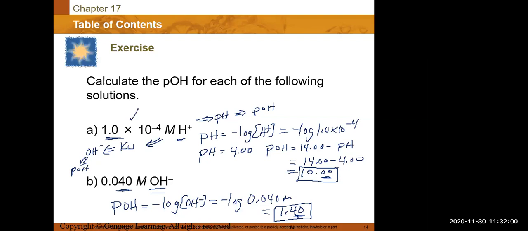First solution is acidic because the pH is 4. The second solution is basic as the pH is actually 12.6. So this guy would be basic in this case, as is 12.60 pH.